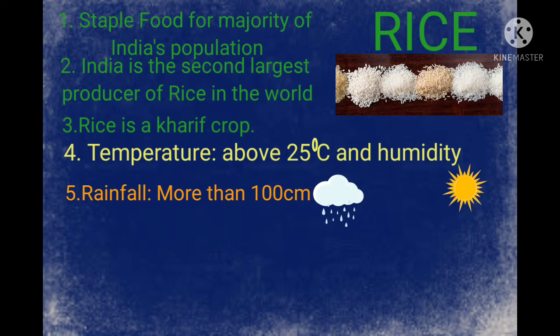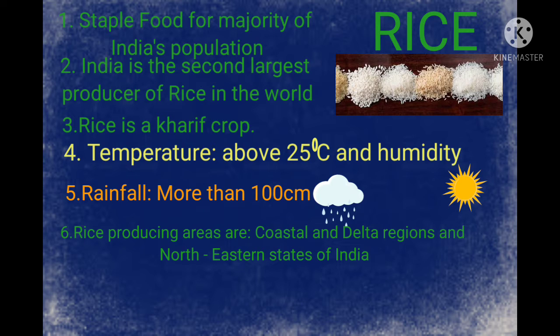The main rice producing areas in India are the coastal and the delta regions and the northeastern states of India. However, the development of irrigation facilities has enabled rice cultivation in Punjab, Haryana, Western Uttar Pradesh and parts of Rajasthan, where rainfall is less. So this is all about rice.